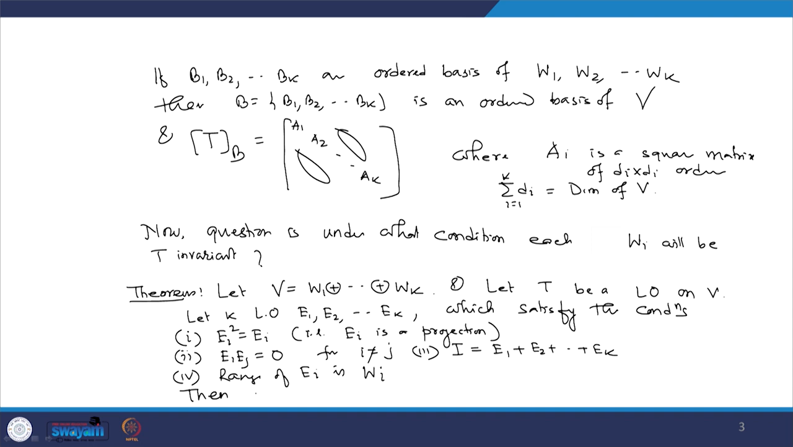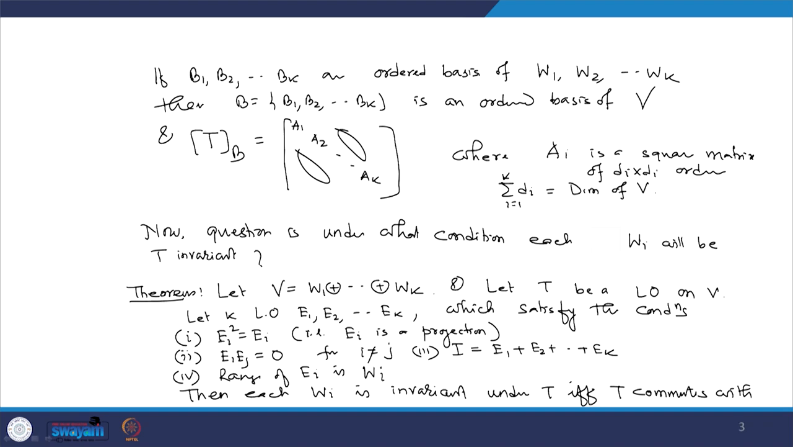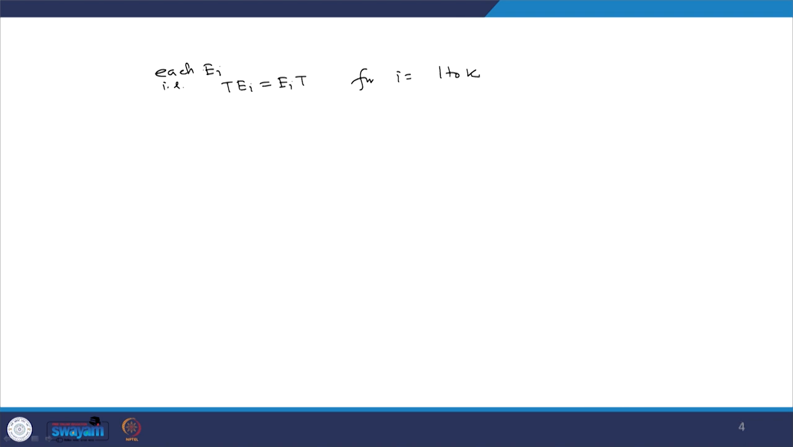Then each Wi is invariant under T if and only if T commutes with each Ei. That is, T Ei equals Ei T for i equal to 1 to k. So, if the operator T commutes with each of the projection operators Ei, then the subspaces W1 to Wk will be invariant under T. So, let us give a quick proof of this problem.